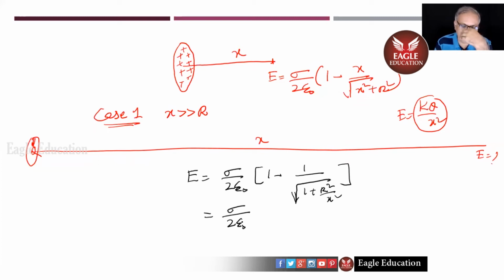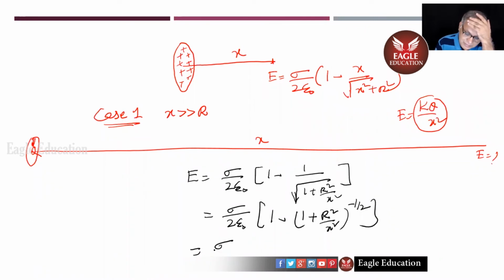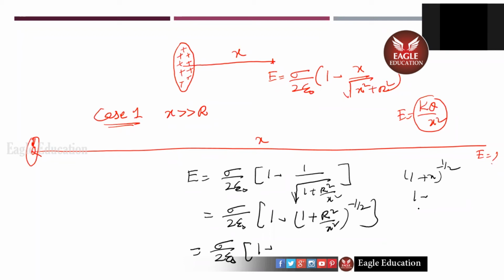Sigma by 2 epsilon 0 into 1 minus, I'll write it as 1 plus r square by x square to the power minus half. That will be by binomial approximation, 1 plus x to the power minus half. Do you know how to write this expansion? You don't know, I'll write it for you. There are many terms there. It will be 1 minus, what series is this called?